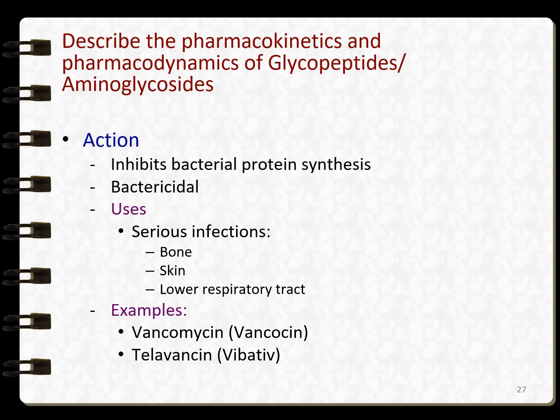So let's look at glycopeptides and aminoglycosides. They work by inhibiting bacterial protein synthesis. They are bactericidal. Their uses: serious infections of the bone, the skin, and the lower respiratory tract. An example would be vancomycin or telavancin.